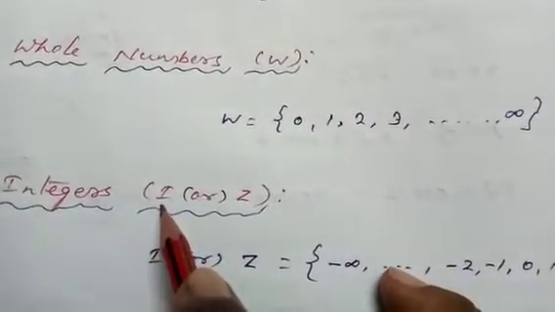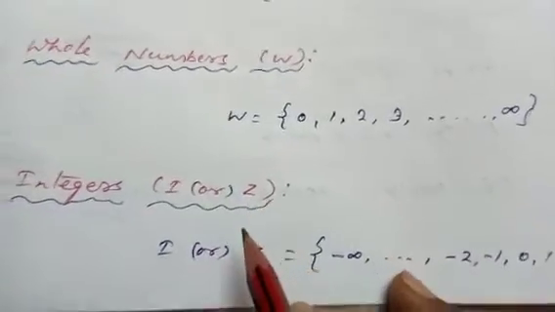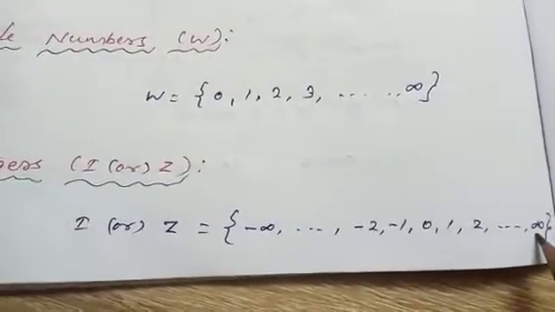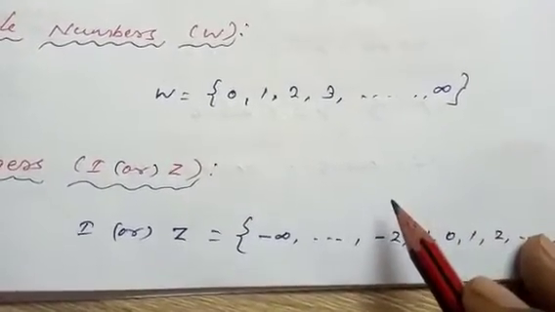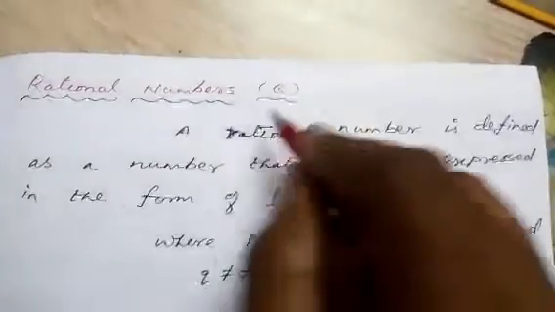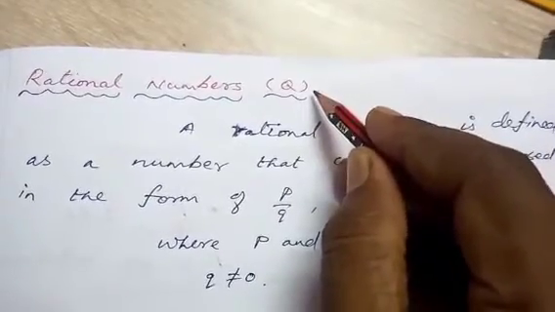It is denoted by capital I or capital Z. The set of integers are minus infinity to plus infinity. That means negative integers and positive integers and 0. The next one is rational numbers. It is denoted by capital Q.